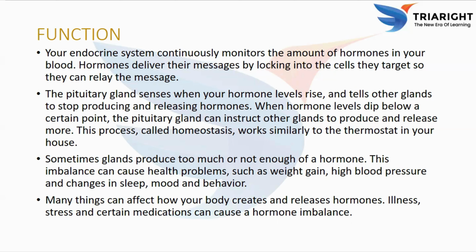In simple words, the endocrine system works like a messenger network in our body. It uses hormones to send signals to different organs. It also acts like a thermostat, keeping the hormone level balanced. If too much or too little hormone is produced, it can affect mood, weight, and also overall health.